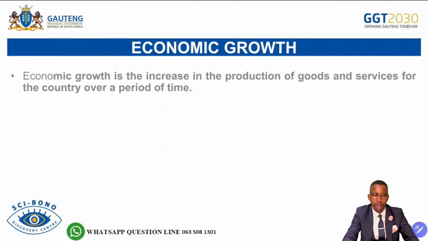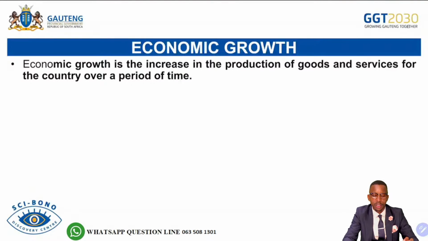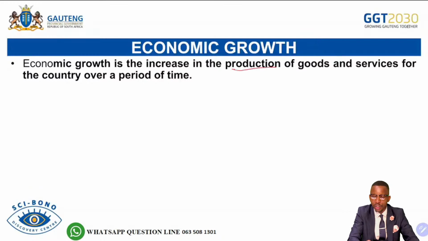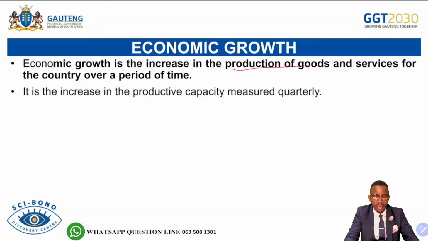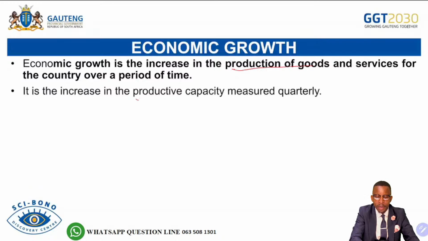So here we talk about economic growth. It is very important for you to be able to briefly discuss economic growth for 8 marks. This topic can range from lower order to higher order. Let's say we talk about the middle order here. That's when you must be able to briefly discuss economic growth. Like we have mentioned, economic growth is the increase in production of goods and services for the country over a period of time. So it is the increase in productive capacity measured quarterly.